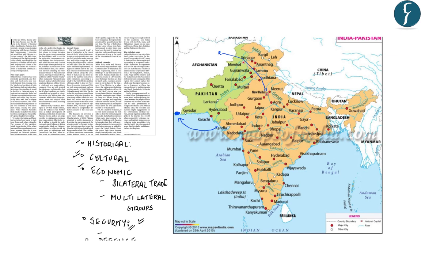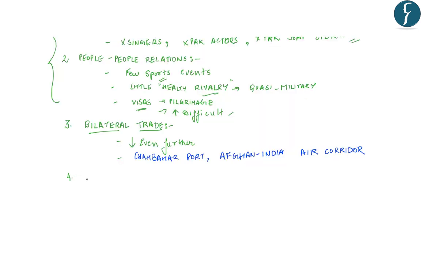So the relationship between the two is really bad, and it is expected that with projects like Air Corridor and Chabahar Port, the trade will reduce further. Definitely. The next thing she deals with is security relations, and these are definitely not showing any sign of improvement. Now, after the 2003 ceasefire had been implemented, the situation had quite normalized.